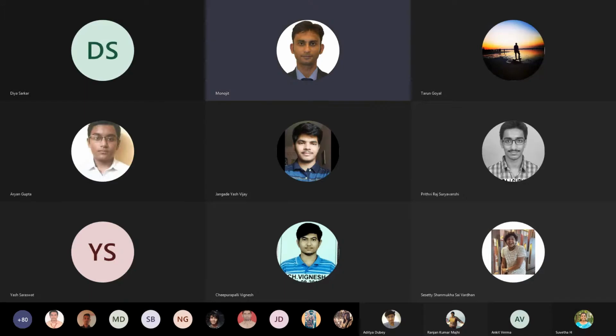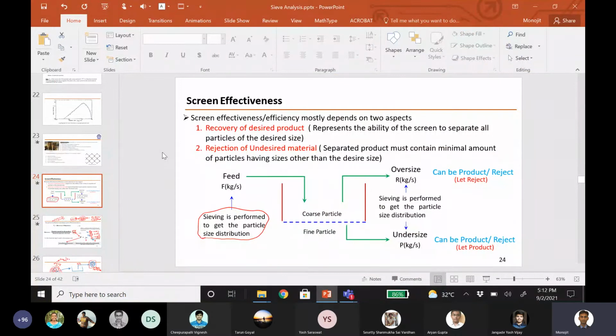Okay, so in the last class, what we had discussed, we tried to derive the screen effectiveness or screen efficiency. And what we have seen is that screen effectiveness or screen efficiency depends on two major factors. One is the recovery of desired product, another is the rejection of your undesired material. And then we made an overall mass balance and a species mass balance of materials fed to a specific screen.